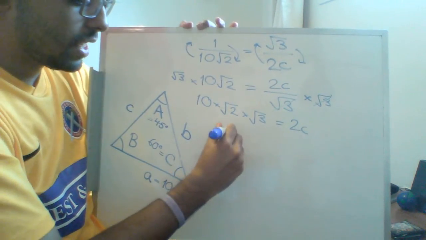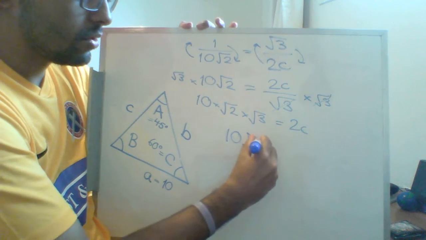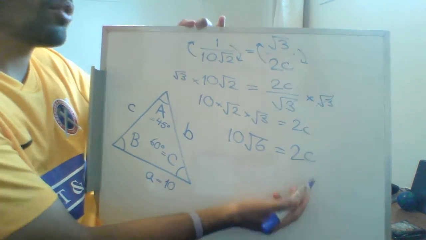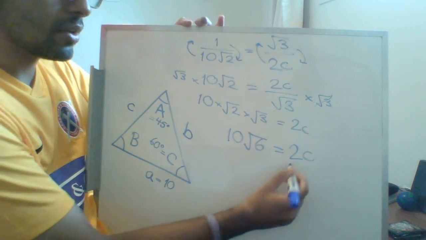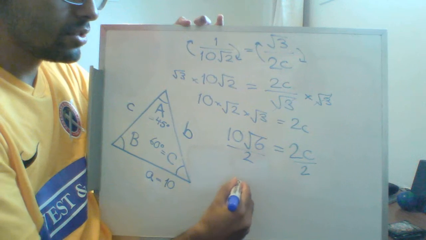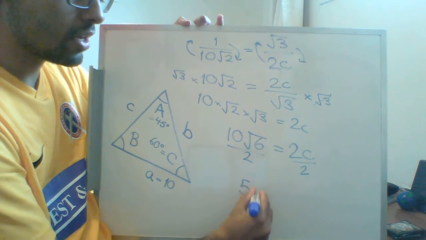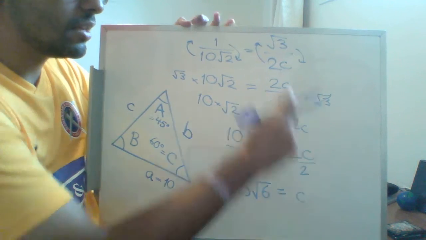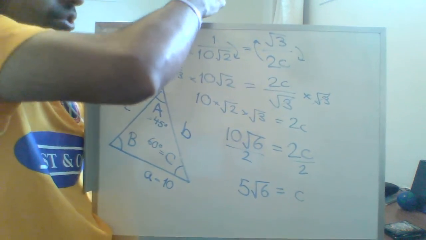So we've got 10 times the square root of 6 is equal to 2c. But I don't want 2c, I only want 1c, so I have to divide both sides by 2. 10 divided by 2 is 5, so I get 5 times root 6 equals c, which is just some number.